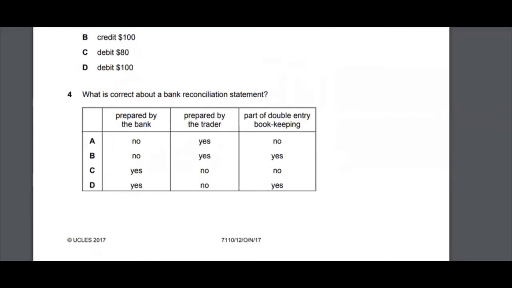Then multiple choice 4. What is correct about a bank reconciliation statement, right? Prepared by the bank? No, it's never prepared by the bank. So options C and D are incorrect, right? Now you are at 50-50 through the process of elimination. You need to look at between A and B, right? Prepared by trader, yes. Part of double entry book, no, right? So actually the correct answer to multiple choice 4 is option A.